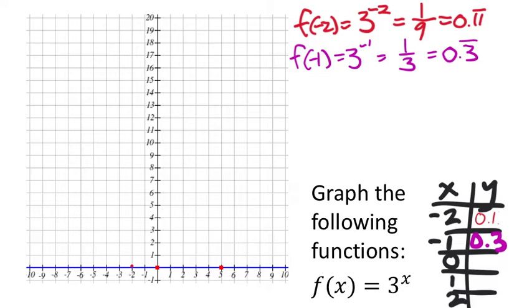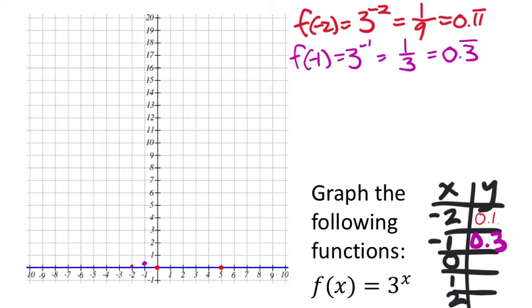Where is that on my graph? -1 and 0.3. It's still less than half, you know, somewhere in this range. Right there for my purple point. Now you can see that it's starting to increase, which is good. We should see some increasing going on because our base is more than 1.